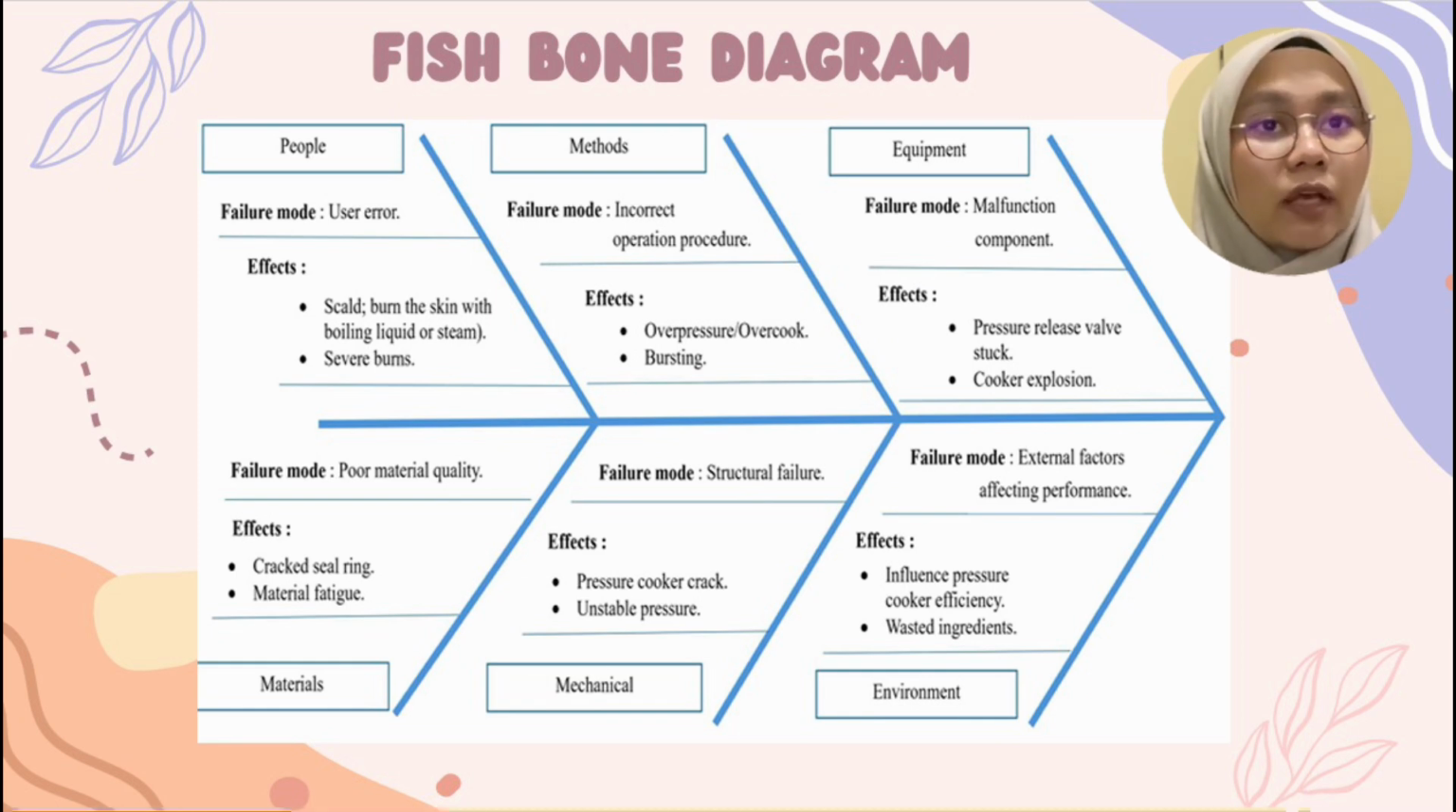And the last one is environment. The factor might be external factors affecting performance, where the effect is influencing pressure cooker efficiency and wasted ingredients. That's all for the potential failure modes in the fishbone diagram of the pressure cooker.